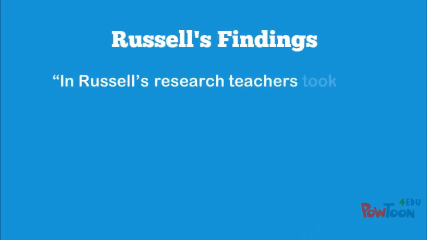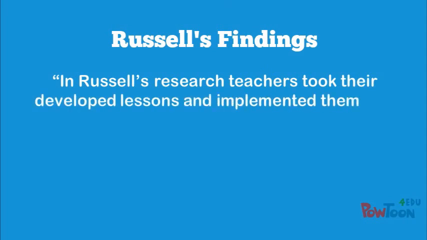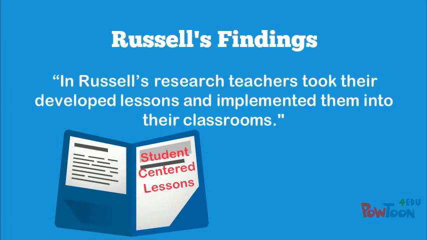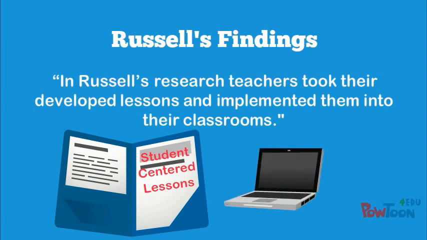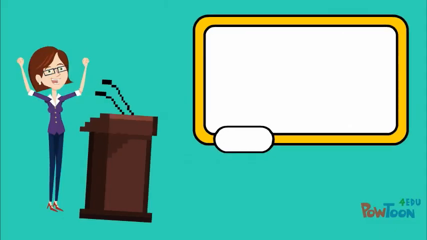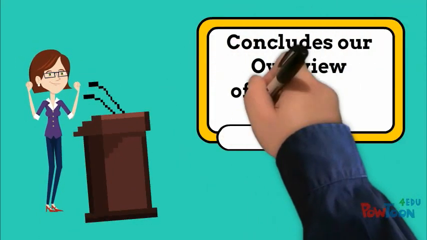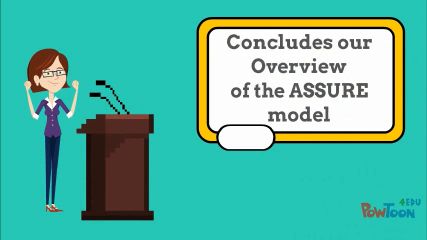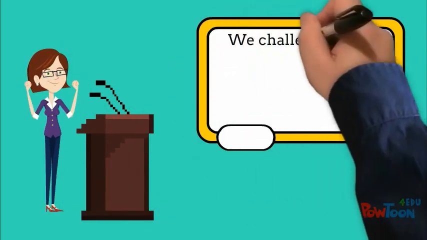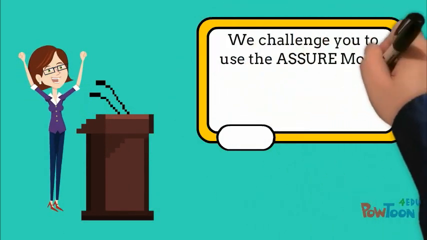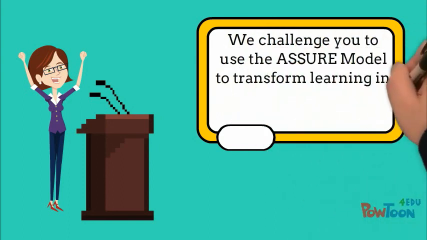In Russell's research, teachers took their developed lessons and implemented them into their classrooms. As a result, student-centered lessons were created and computer usage in the classroom increased. This concludes our presentation over the Assure model, giving an overview of all of its components, foundation, strengths, and weaknesses. Now we challenge you to use the Assure model to transform learning in your work area.